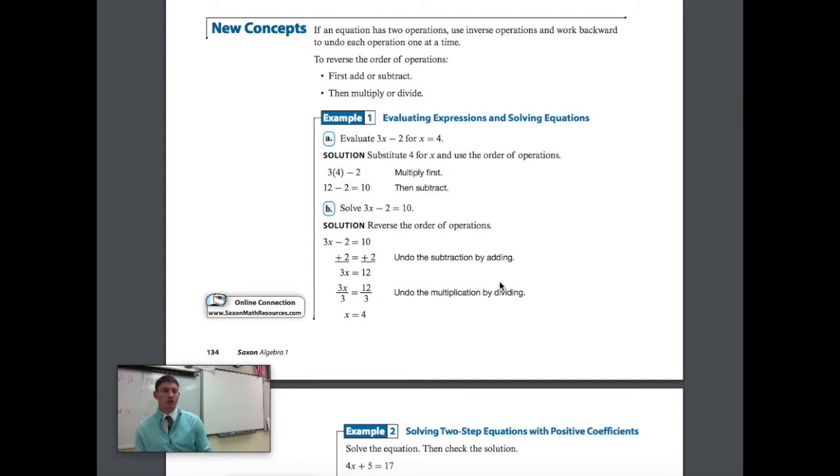In our new concept, it's explained like this. If an equation has two operations, use inverse operations and work backwards to undo each operation one at a time. To reverse the order of operations, first add or subtract, then multiply and divide.